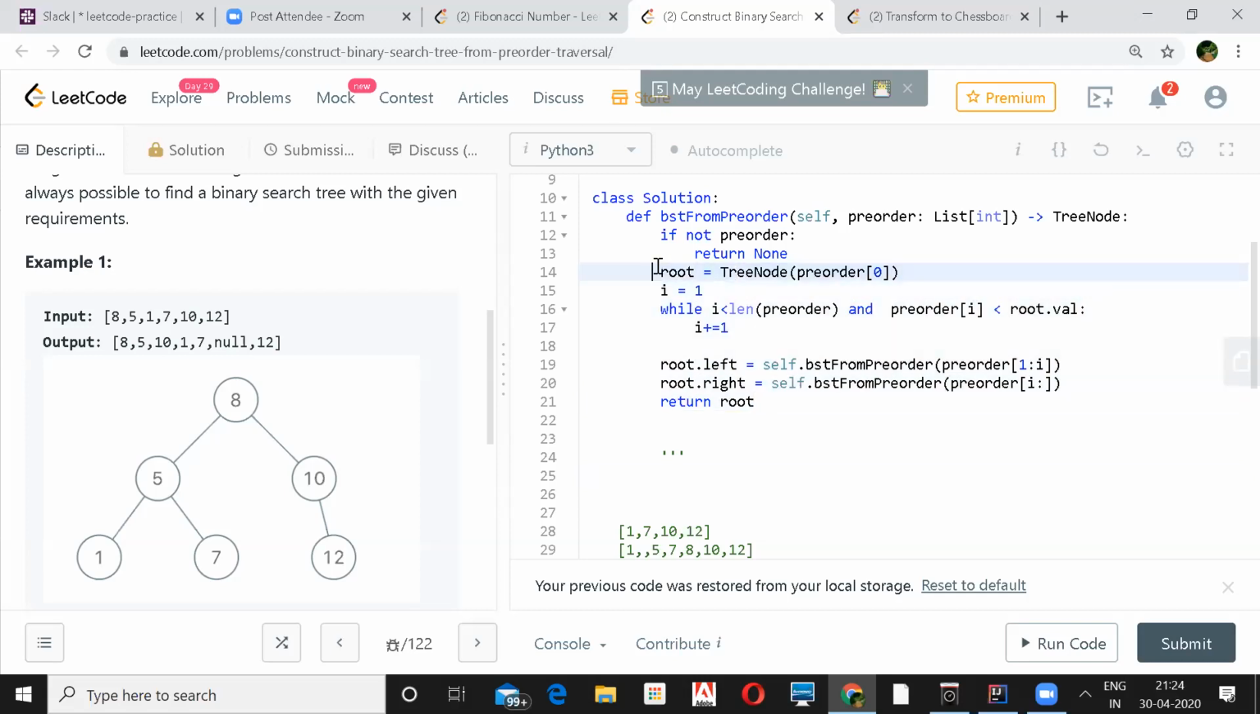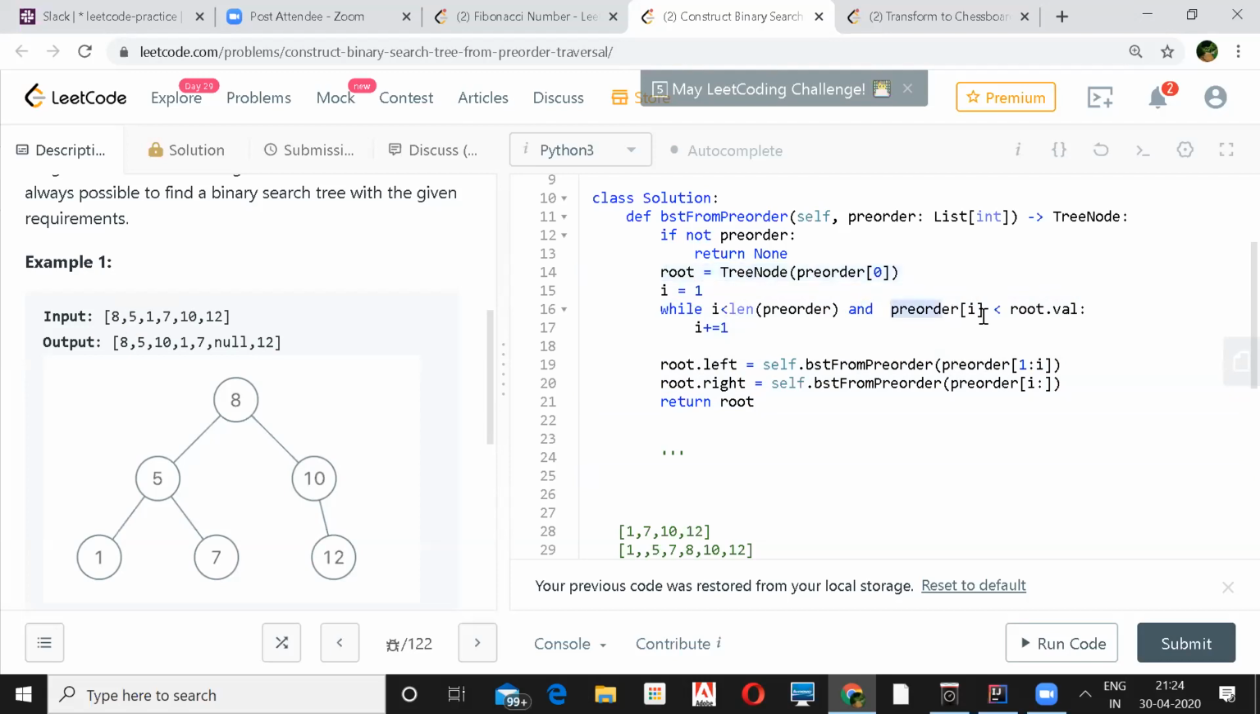Yeah, exactly. What I did, I first took 8 as a root. Now I'll go through the index, and I'll not stop until I get an element greater than 8. This is the same approach I was talking about. I'll reach up to 7, because if I stop at 10, you'll find that 10 is greater than 8. So 5 and 7 will lie to the left of it.